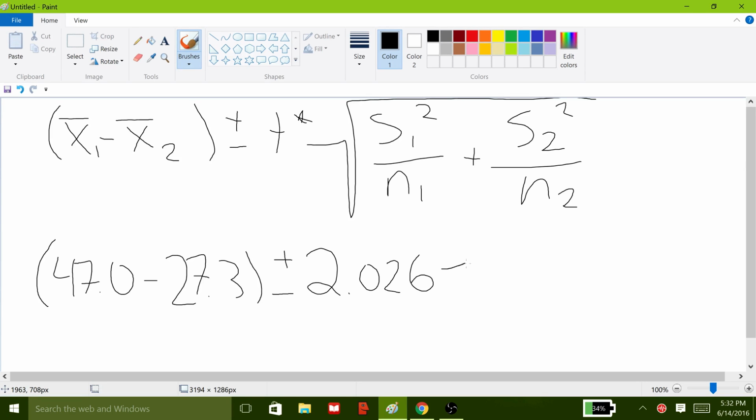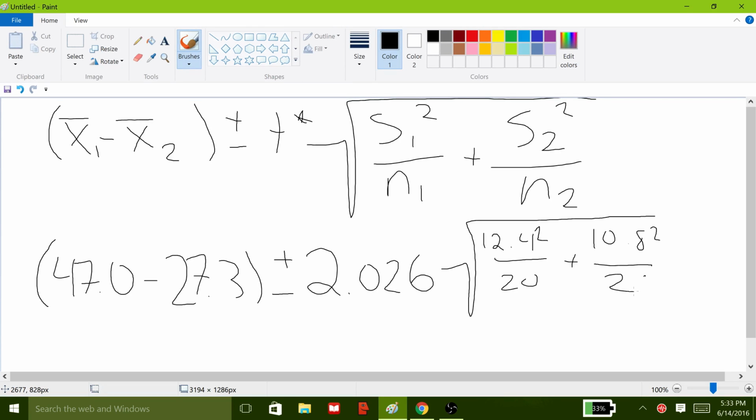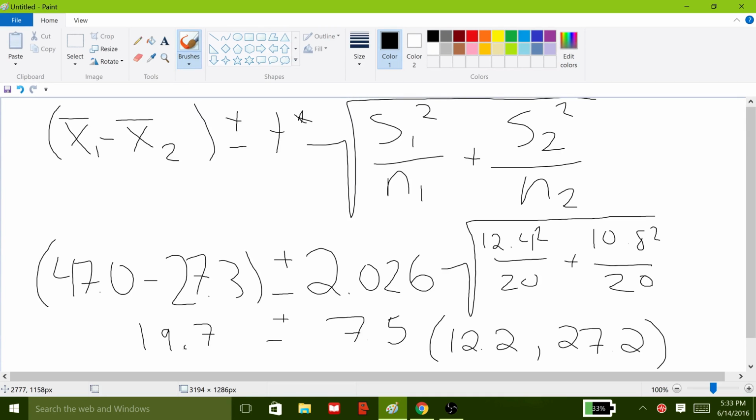All times the square root of 12.4 squared over 20 plus 10.8 squared over 20. When you calculate this out, you'll get 19.7 plus or minus 7.5. This is going to give you a confidence interval of 12.2 to 27.2. Now the question said make sure you interpret the interval.